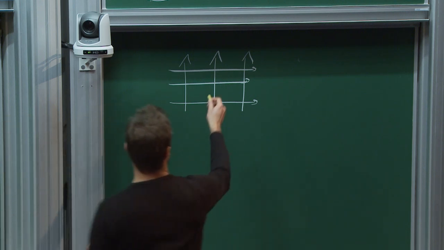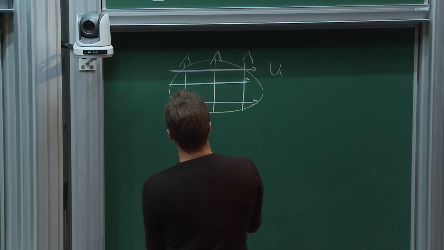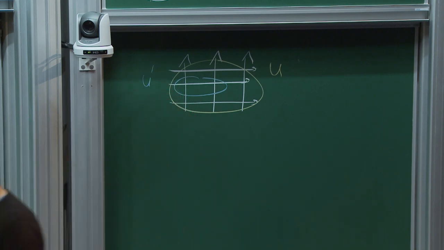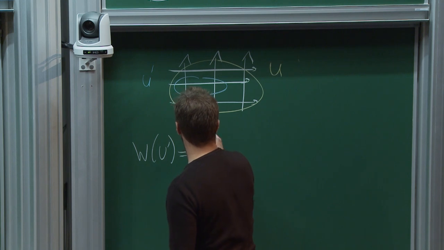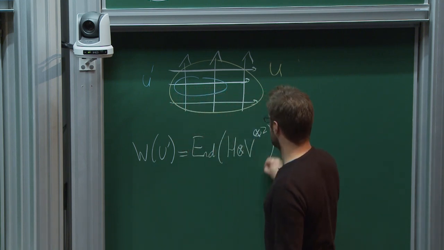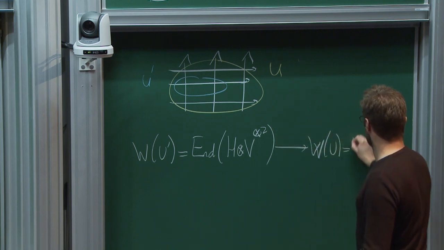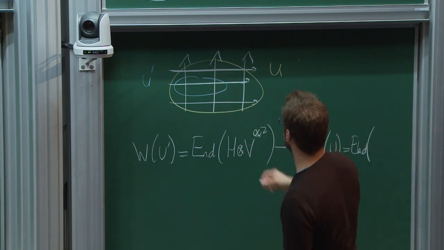So the bigger open subsets will be this big U here, and the blue one will be U prime. Boundary states for U prime, that's going to be endomorphism of H tensor V square, and it goes to W of U, which is endomorphism of H to the third V to the third.